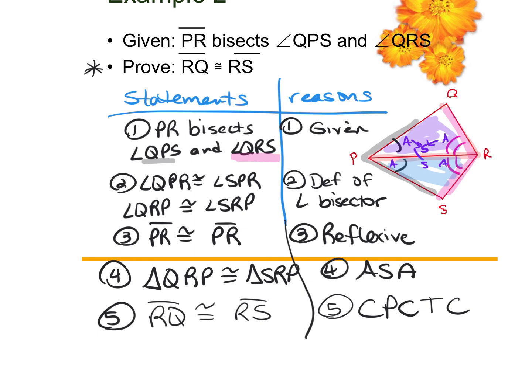So now I can state that this side, QR, is congruent to RS. I could also have stated that PQ is congruent to PS because of CPCTC. Or I could have also said that angle Q is congruent to angle S. And again, that reason would have been the same, CPCTC. All right, so let's do the last proof.